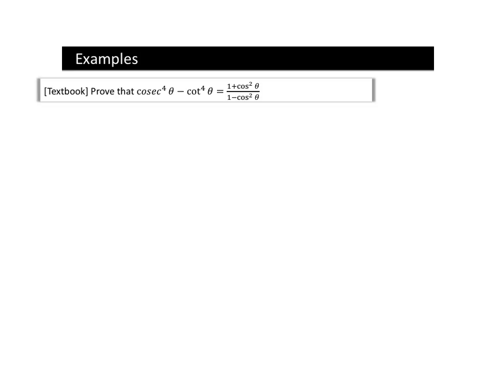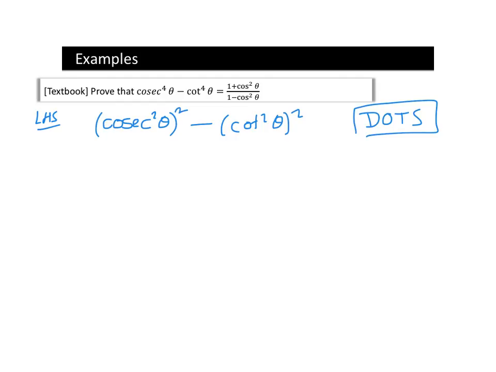Here we're going back to another proof type of question. This one's taken from the textbook. Now I'm going to take the left-hand side. So cosec to the power 4 theta could be written as cosec squared theta all squared. And cot to the power 4 theta can be written as cot squared theta all squared. And straight away we can see we've got the difference of 2 squares. Always crops up, you just got to be able to recognise it. Okay, so if I take that, I can then factorise that.